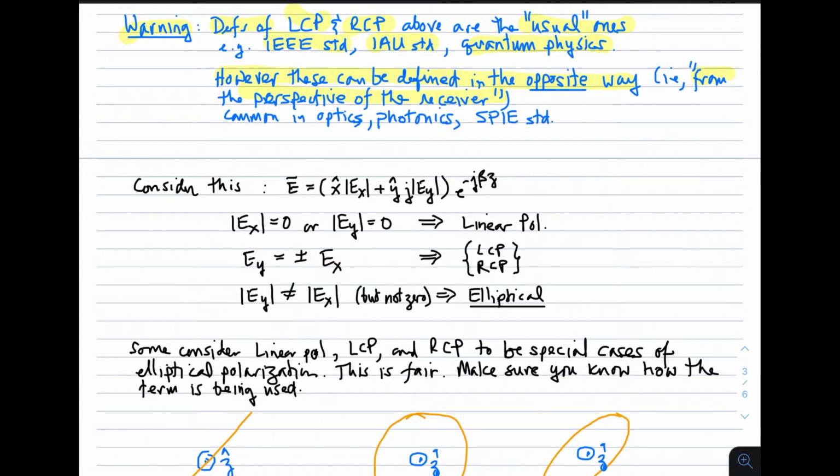And this is not an unusual thing. It's quite common in optics, in photonics, and SPIE has a standard definition in this way. Now, fortunately, these apply primarily to light wave applications and not radio applications. Nevertheless, you should be aware that left circular and right circular polarization can be defined in two completely opposite ways. And if you're not aware of that, you could potentially be confused, so you should always check.